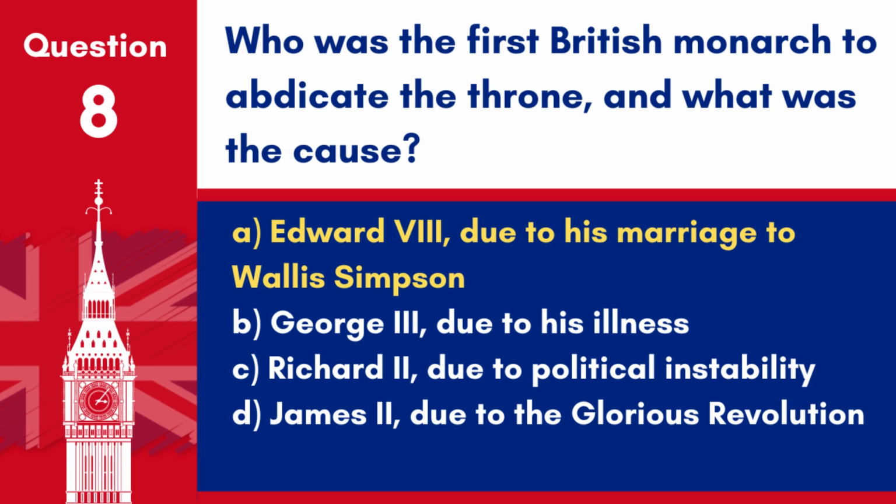Answer: A. Edward VIII, due to his marriage to Wallis Simpson. Edward VIII abdicated in 1936 because his proposed marriage to Wallis Simpson, a twice-divorced American, was deemed unacceptable by the British government and the Church of England.